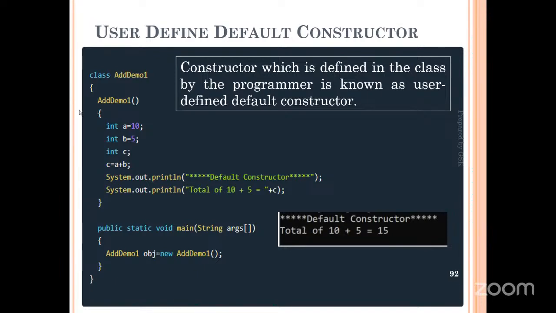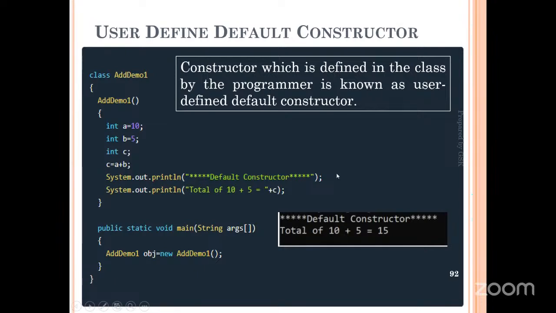This is the starting point of the constructor, this is the ending point. Within the constructor, I am creating the variables a, b and assigning the values 10, 5 respectively, and creating one more variable called c, with c assigned a plus b, simple. Summation of a plus b stored in the variable c. For understanding purposes, I am writing an output statement.